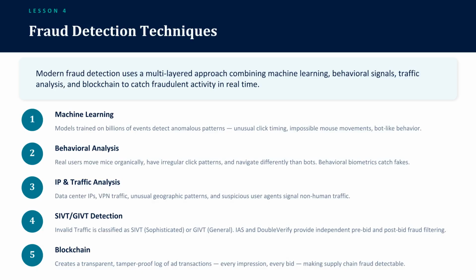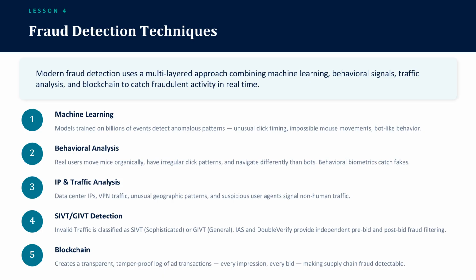No single fraud detection technique is sufficient. The best approach layers multiple methods. Machine learning is the backbone of modern fraud detection. ML models trained on billions of legitimate and fraudulent events learn to recognize the signatures of fraud, and because they learn from patterns rather than fixed rules, they can identify new fraud techniques that weren't in the training data.